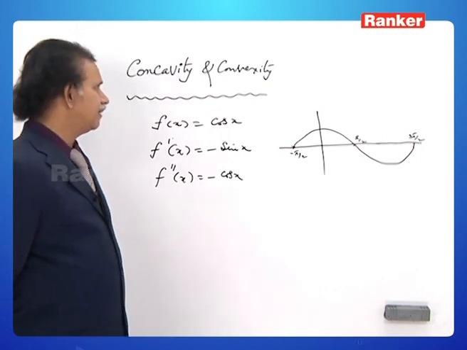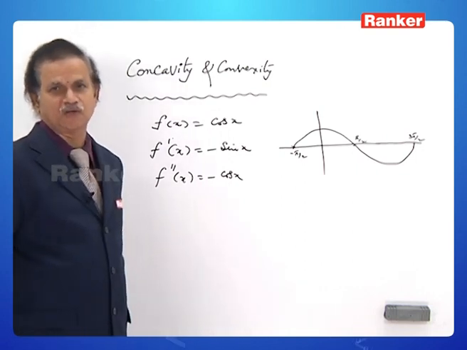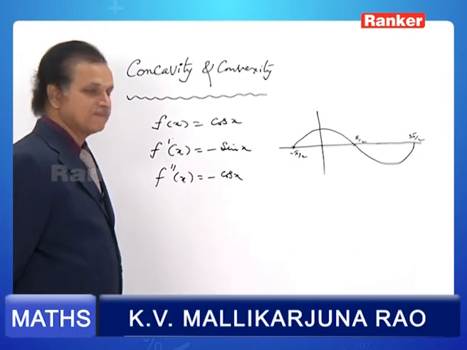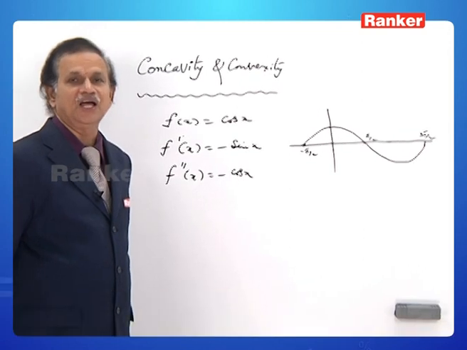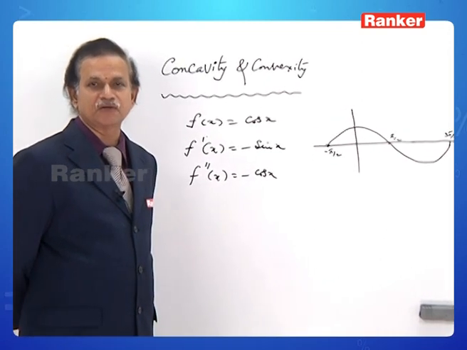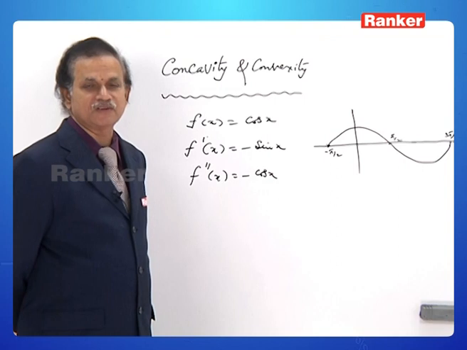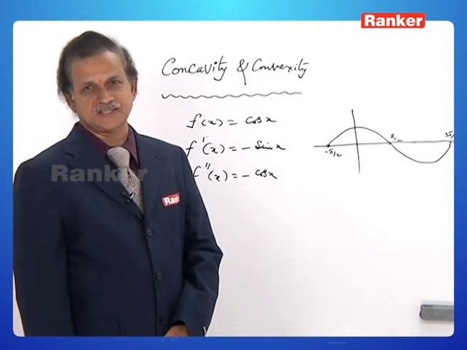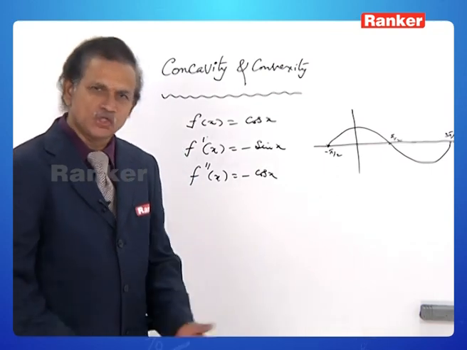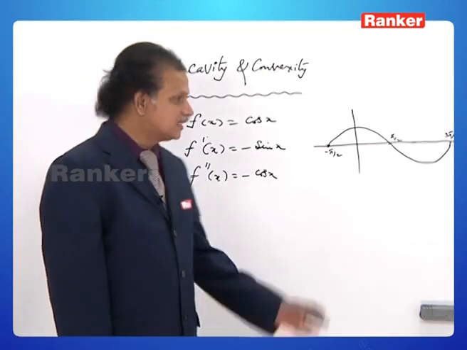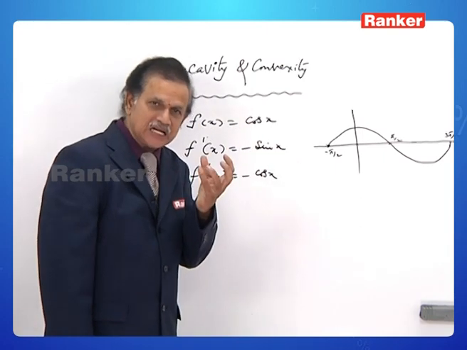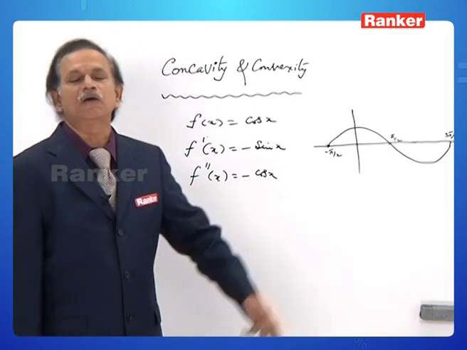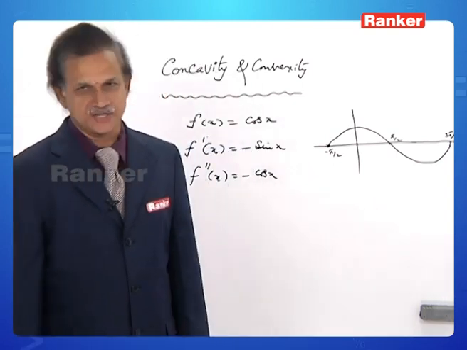Moreover, there are so many applications of this concavity and convexity in numerical problems we will come across while solving them. f of a plus f of b by 2 is greater than or equal to f of a plus b by 2 for convex functions, and f of a plus f of b by 2 is less than or equal to f of a plus b by 2 for concave functions. Like that, we will be able to observe and use this in numerical problems. This is the crucial and conceptual part involved in concavity and convexity of functions.